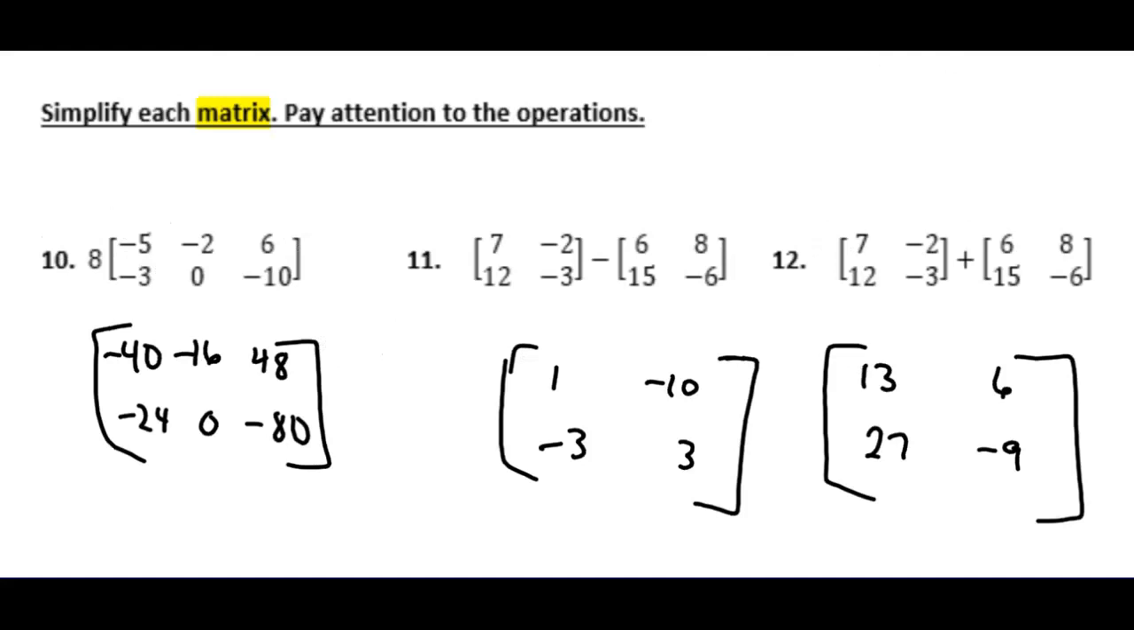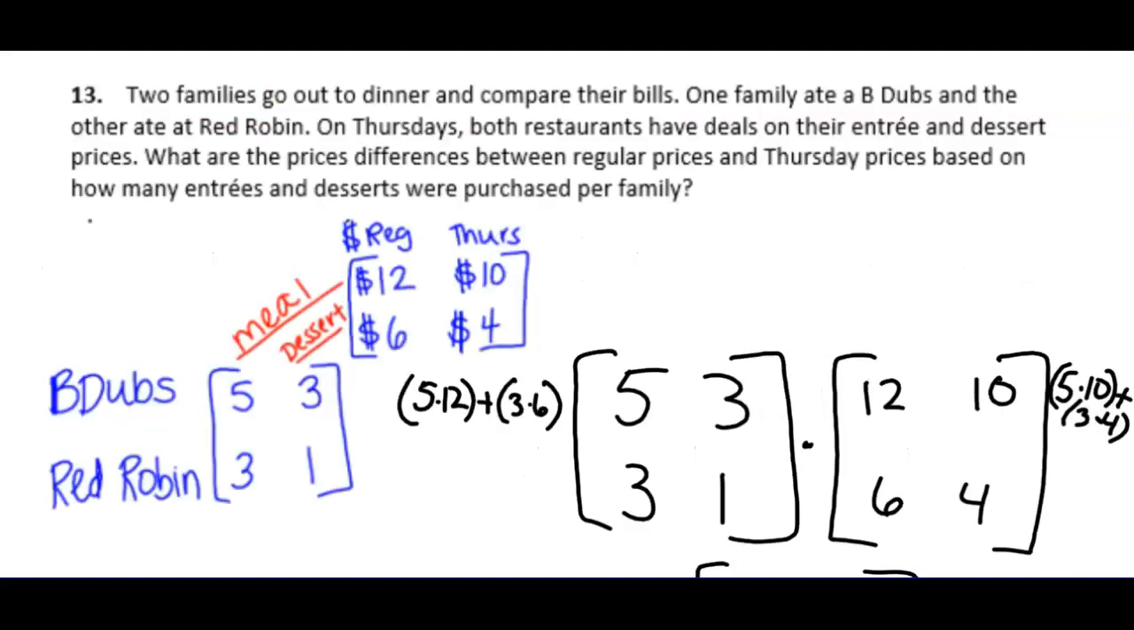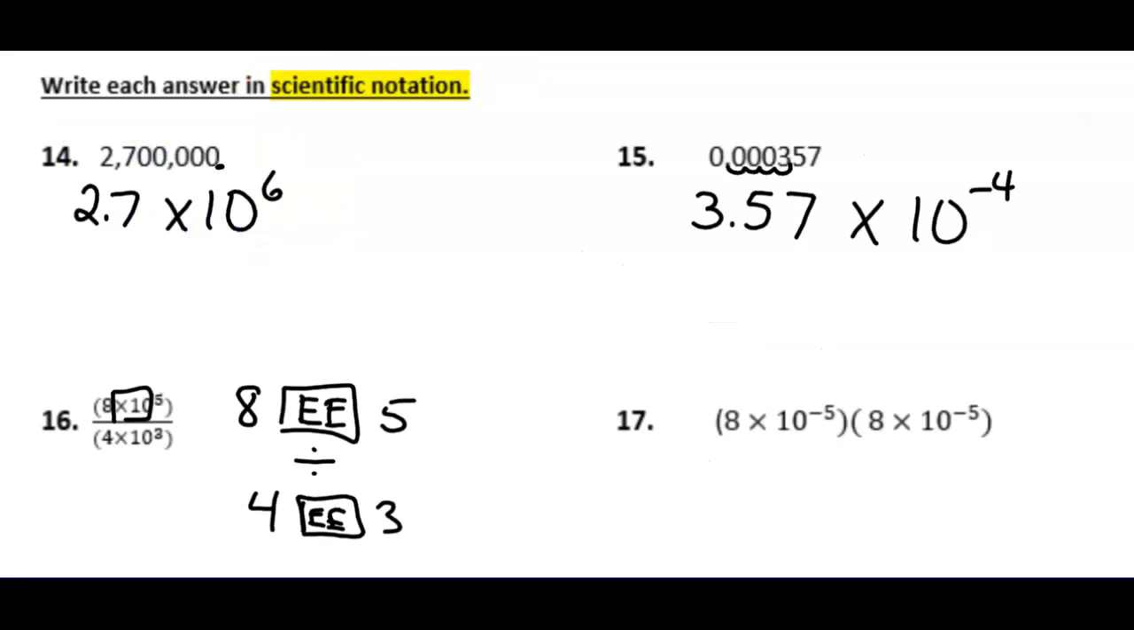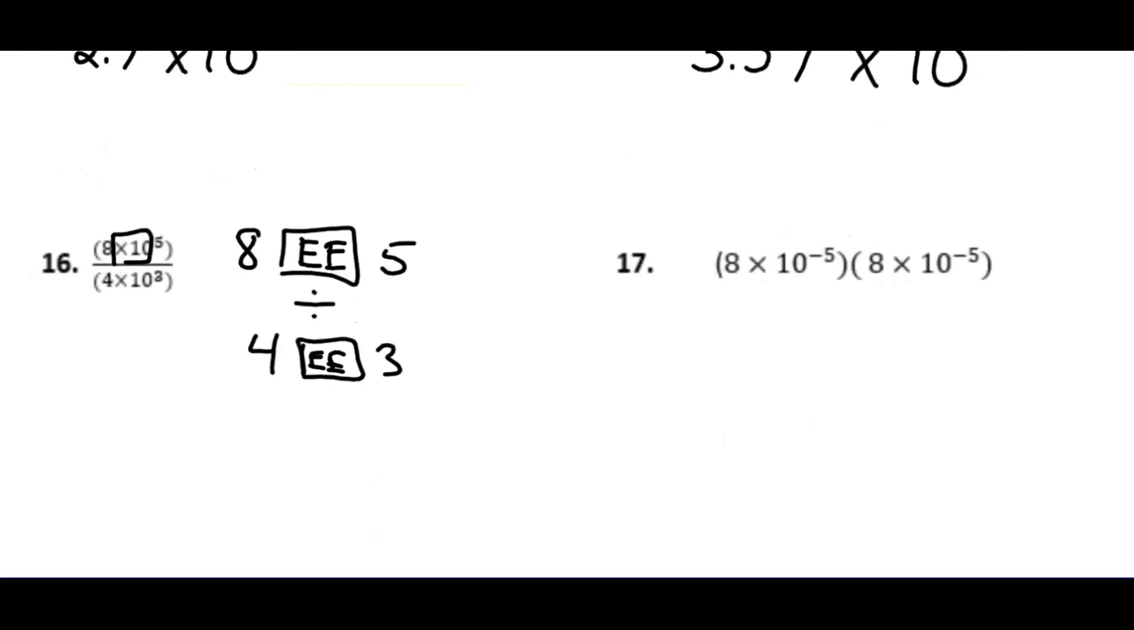So here are the answers for these 3. Check your answers. Make sure they're right. If you didn't get the right answer, ask me a question. This answer should have been 78, 62, 42, and 34. 2.7 times 10 to the 6, 3.57 times 10 to the 4. This we did on our calculator. If you got 200, change it to scientific notation: 2.0 times 10 to the 2.